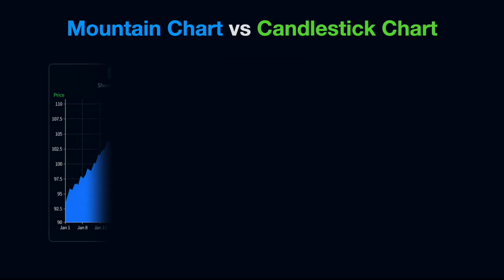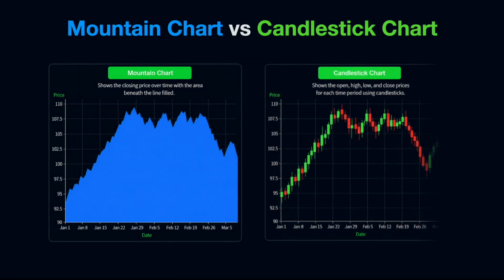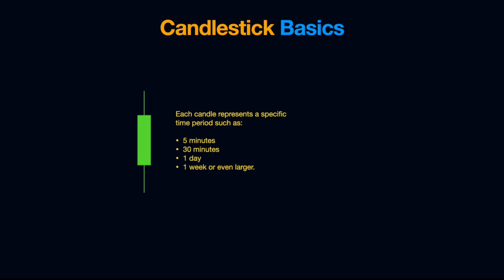Let's compare traditional mountain charts and candlestick charts. Traditional mountain charts are useful for seeing the big picture. Candlestick charts are more helpful when we want to study market behavior more closely. Now, let's take a look at the basics of a candlestick. Each candlestick shows the price movement for a specific time period, which could be small or large, such as 5 minutes, 30 minutes, 1 day, 1 week, or even larger.